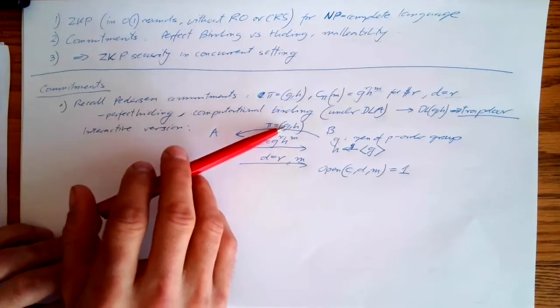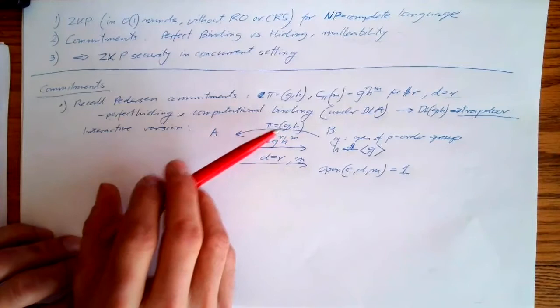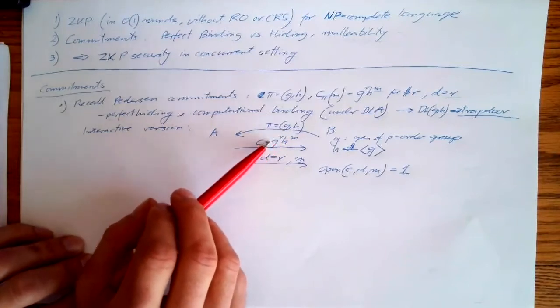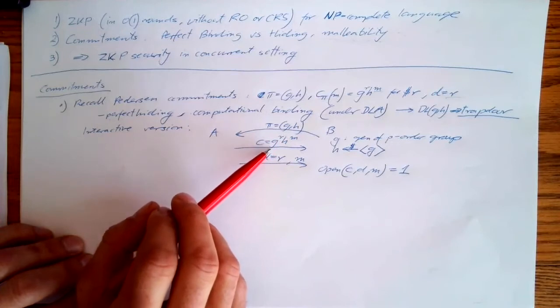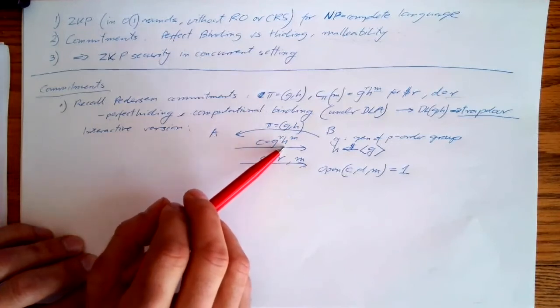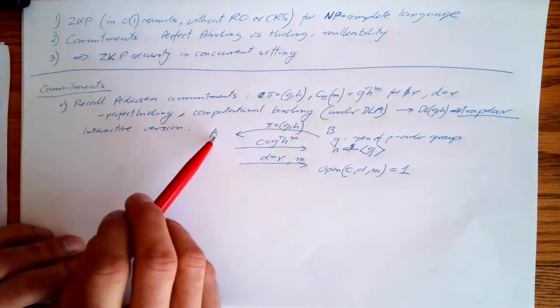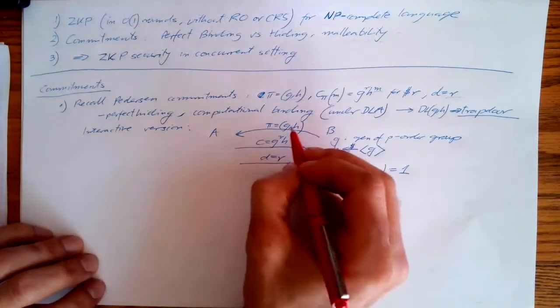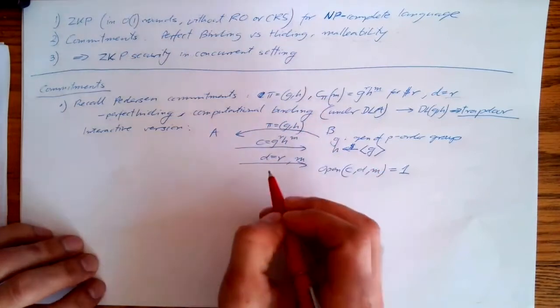The only way that this can go wrong is if G is 1. So this is not a random group element, right? It's just always 1, and it reveals H. But well, that's just an easy check for A, right? A does have to check that these two things generate the same group.